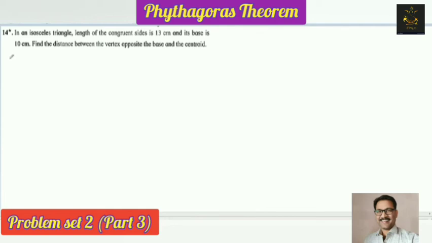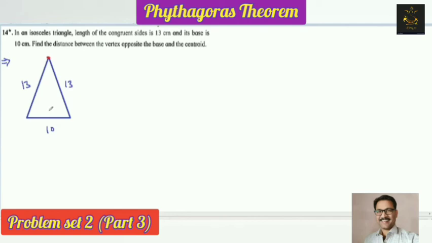It is an isosceles triangle, means two sides are same. Okay friends, see here, we'll draw the figure. This is an isosceles triangle. Now the congruent side given to us is 13 centimeter each. Now the base given to us is 10 centimeter. Find the distance between the opposite vertex, from this point, and the centroid. See, it is very important. Centroid means it is the intersecting point of all the three medians.